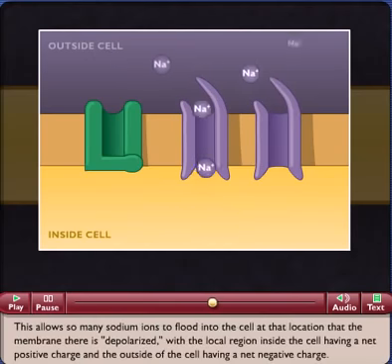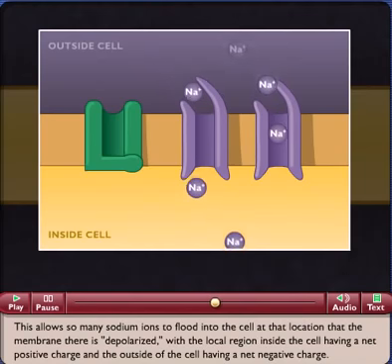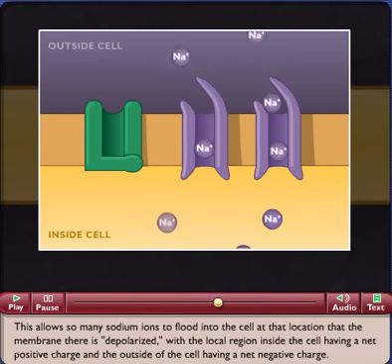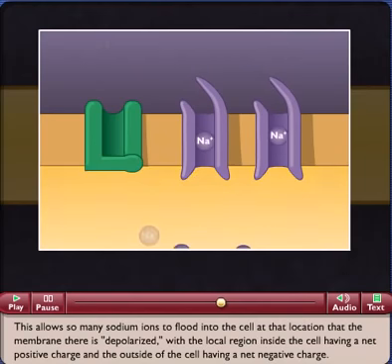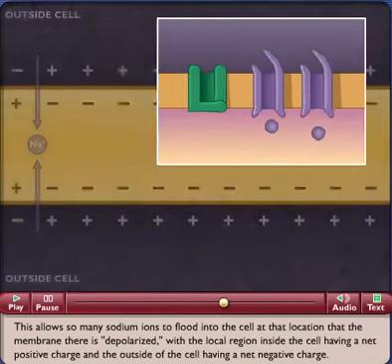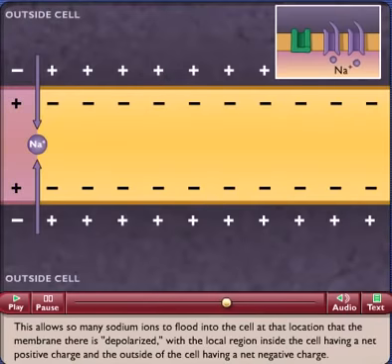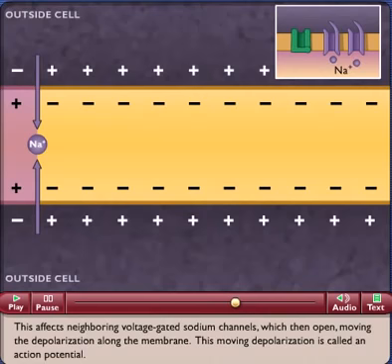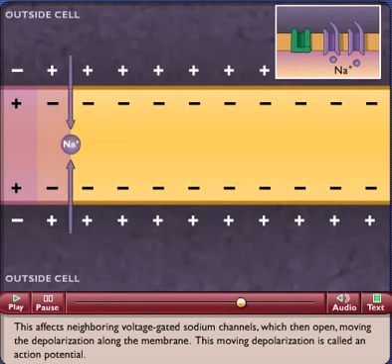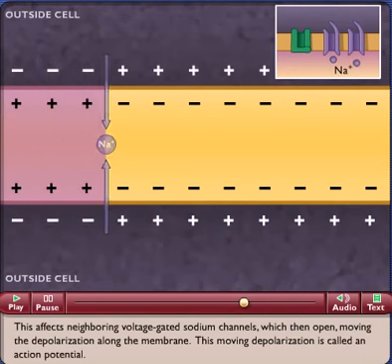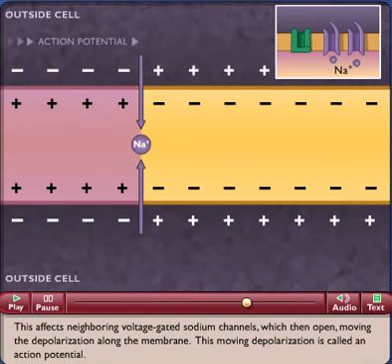This allows so many sodium ions to flood into the cell at that location that the membrane there is depolarized, with the local region inside the cell having a net positive charge and the outside of the cell having a net negative charge. This affects neighboring voltage-gated sodium channels, which then open, moving the depolarization along the membrane.